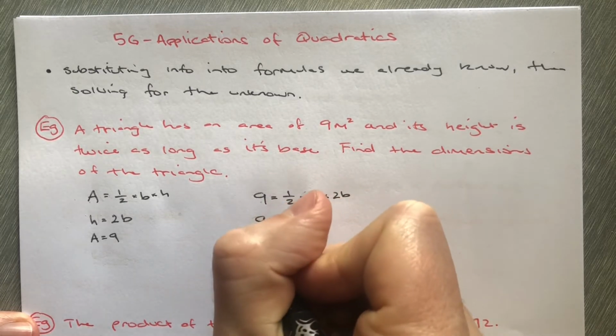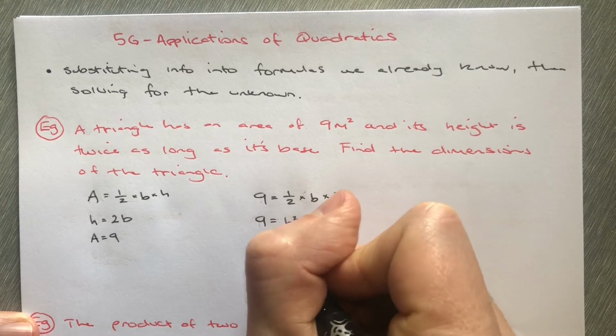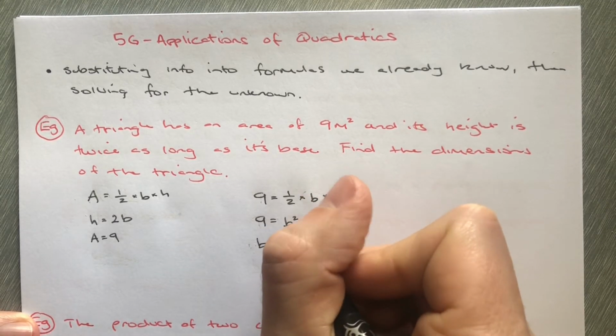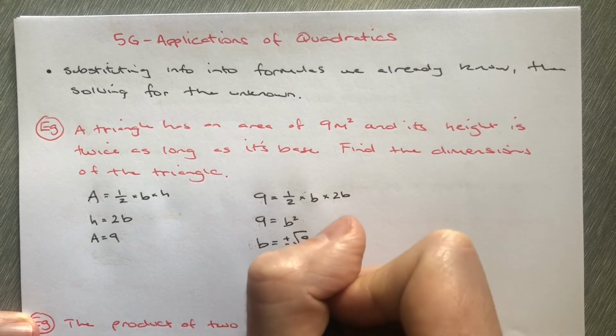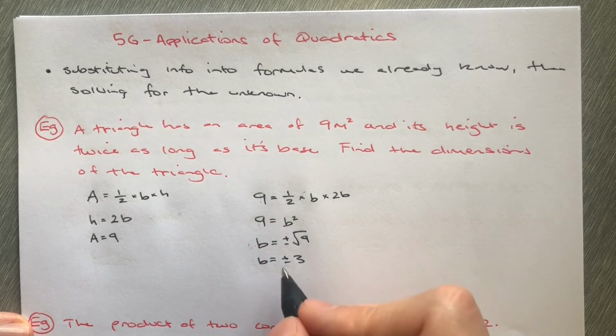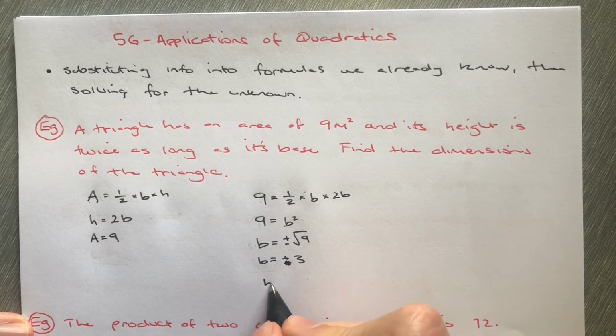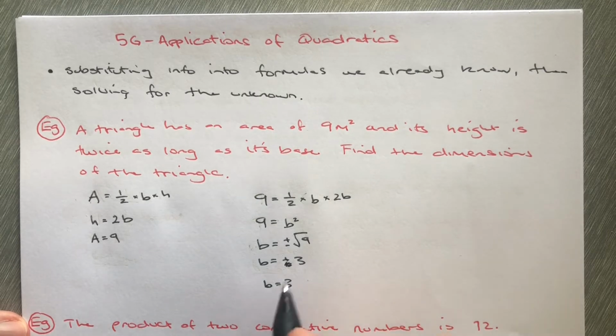So I'm going to switch sides here. B is going to be equal to, remember when you square root, you have a plus and a minus answer, so it's going to be plus and minus the square root of 9. So the base is going to be plus and minus 3. Except remember the base, that's a length, isn't it? You can't have a negative length. So we don't actually need that negative bit there. So base is actually just 3. We've already found that, so now we can hopefully use that information to work out what the height is.